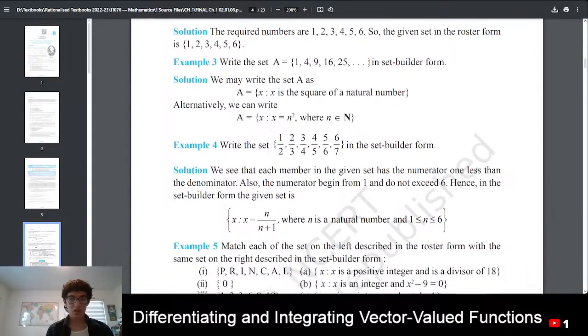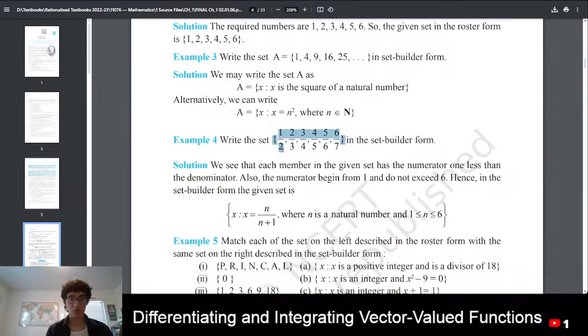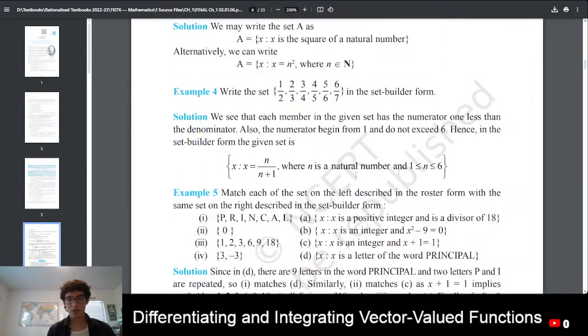What about this? Well, it's 1 over 2, 2 over 3, 3 over 4. So it's n over n plus 1. So you see that over here as well. But there are limits on n, right? N can't be 100. That's not part of this. So you say n goes from 1 to 6, right? And you just write it like that. Instead of saying n is a natural number, you can say n belongs to this. So you can do this here as well. It's up to you. You don't have to, this is just a little shorter, a little bit more mathematical, but this is the exact same thing.